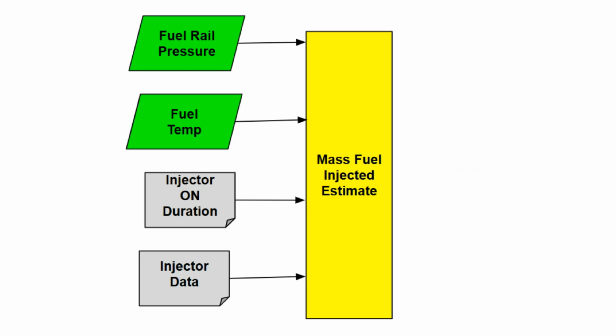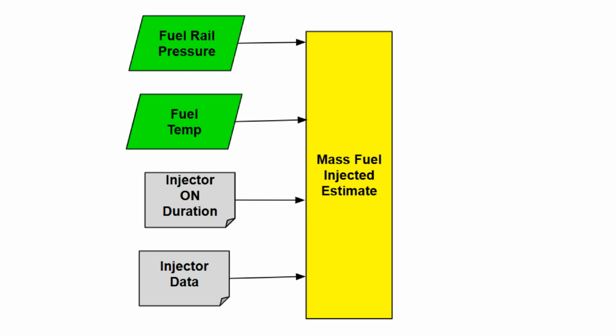Because the ECM really doesn't know if the calculated mass of fuel has actually been injected when commanded, the mass fuel flow is really an estimate, like mass airflow. Therefore, fuel mass is going to be shown as a yellow box because it is an estimate.